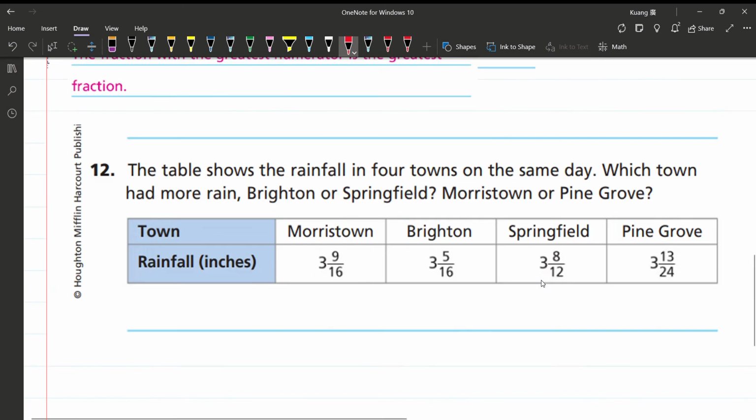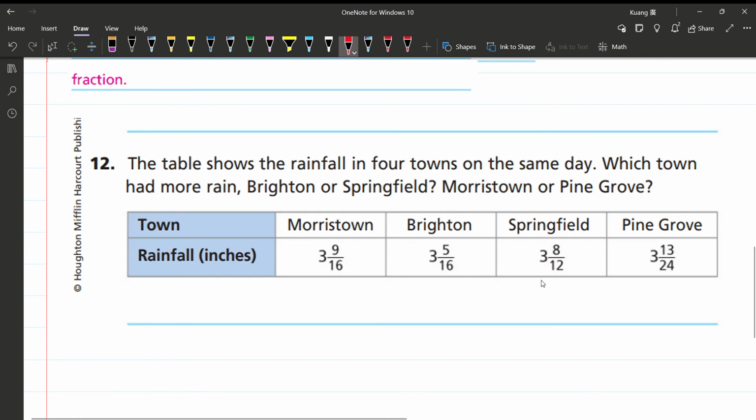Question 12. Yeah, it's our last question. Again, the table shows the rainfall in 4 towns on the same day. Which town has more rain? B, S, and P. Which one? It is all 3. The integer part is all 3, so we can compare the fraction part. However, again, it's ugly because they all have different denominators. So now we have to find the least common multiple of 8, 16, 12, and 24.